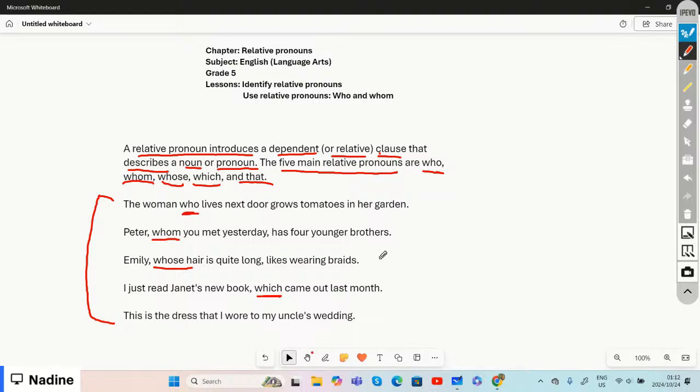And then the last one says, this is the dress that I wore to my uncle's wedding. This is that dress that I wore. So when it comes to things, right? Then we use words like which and that. And if we're referring to someone or things that belong to someone, then we use words like who and whom and whose.